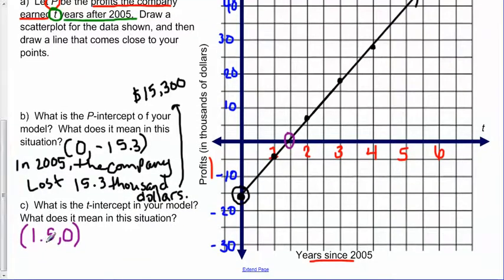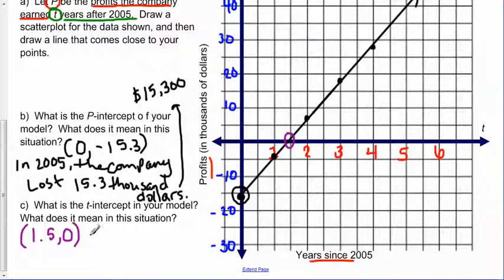Well, what is the 1.5? So 1.5 years since 2005. So that would be kind of the middle of 2006. What happened there? Well, remember the profit was 0. So that means that they weren't making any money, but they also weren't losing any money. So that's that break even point where finally they're not losing money anymore and they're moving towards gaining money.